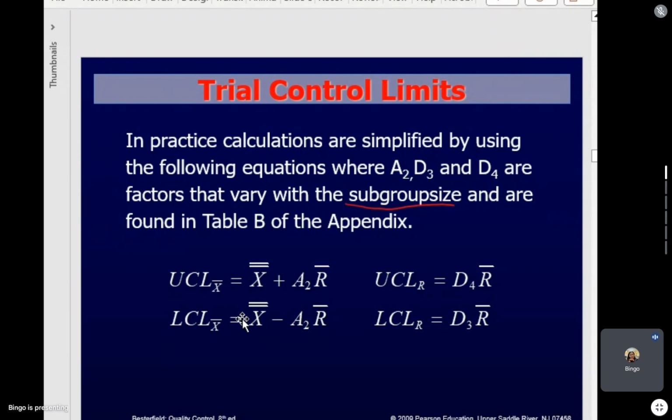Okay? For your upper control limit ng X bar, you have your X double bar plus, again, A sub 2 times your R bar. Then for your lower control limit na X bar, you have your X double bar minus your A sub 2 times your R bar. For the upper control limit naman ng R or sa range, you'll have your D4 times your R bar, and for the lower control limit, you'll have your D3 times your R bar.